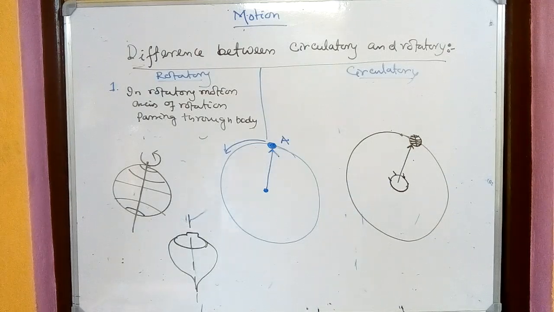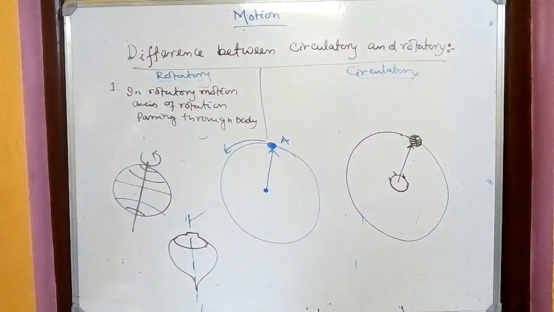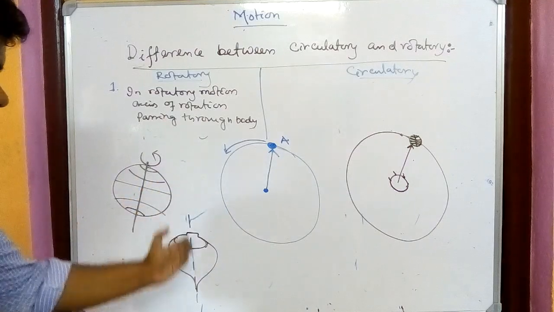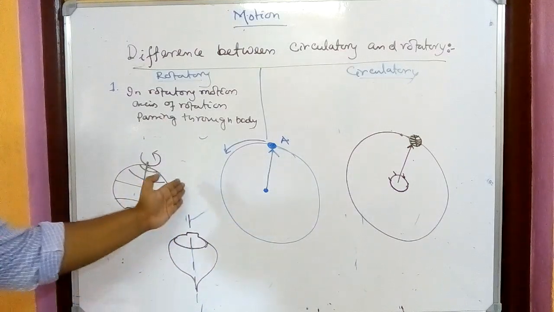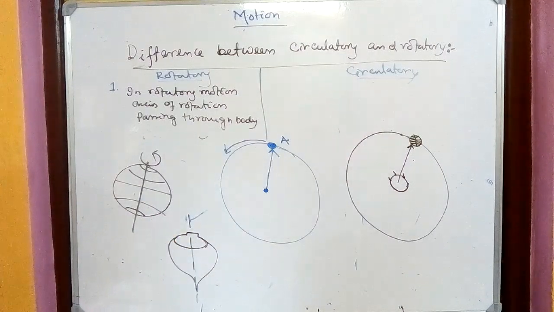Here we have seen, in the case of rotatory motion, the axis of rotation is passing through the body. Here you see the axis of rotation is passing through the body. For the case of the earth, for the case of a spinning top, you see I have drawn a spinning top here. Here also the axis of rotation is passing through the body.